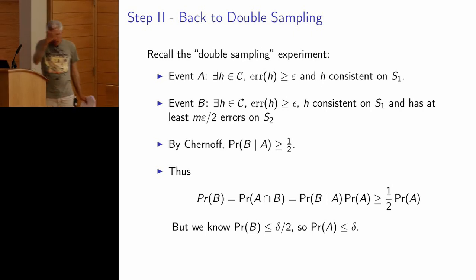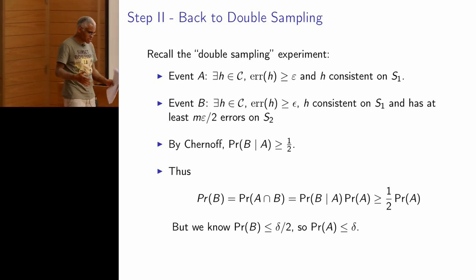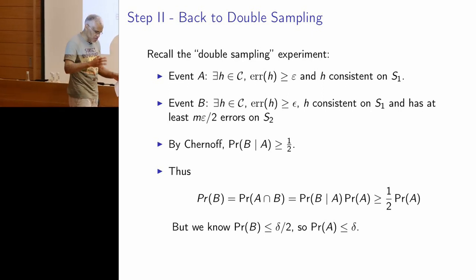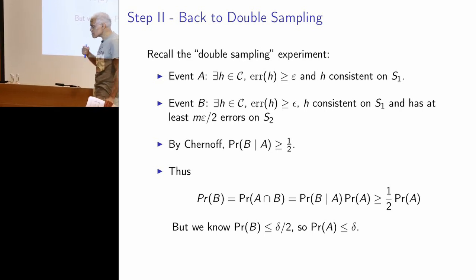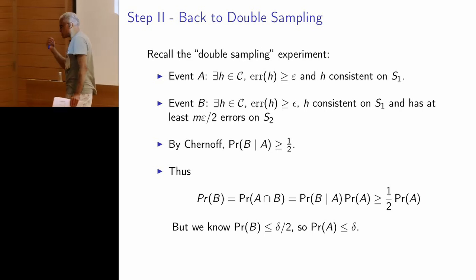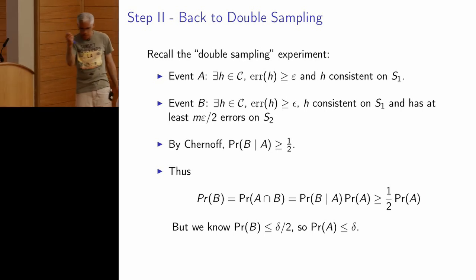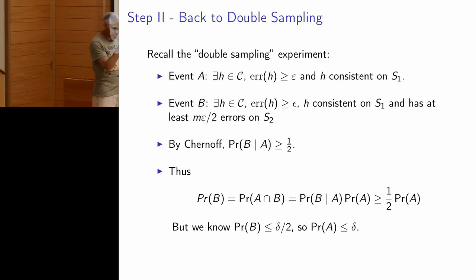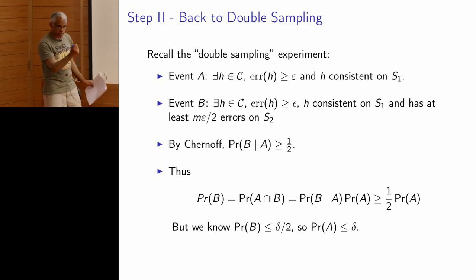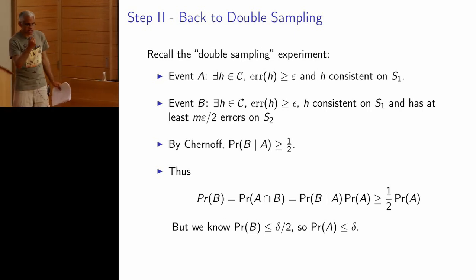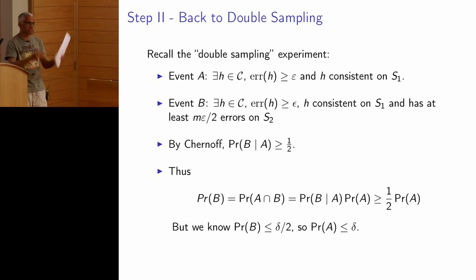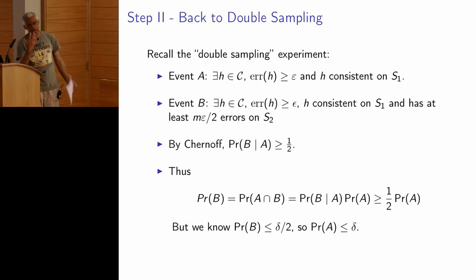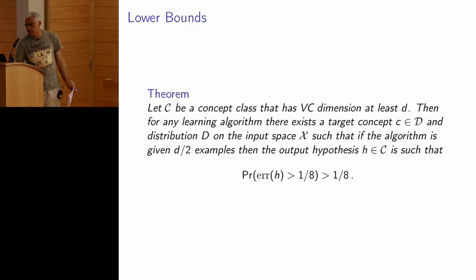I realize I went over this rather quickly. There are two things I really want to emphasize. At some point we have to use a Chernoff bound, but the Chernoff bound is not enough. The Chernoff bound just says that if I have a single hypothesis and I draw a sample, then the sample gives me the error rate of that single hypothesis accurately. But I need to bound over the class of all hypotheses, which is where this double sampling trick and the growth function bound came in.